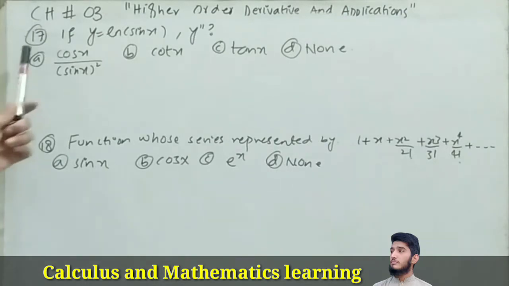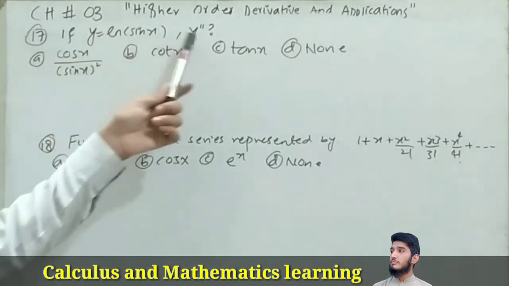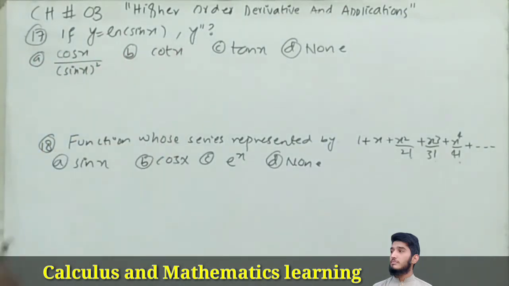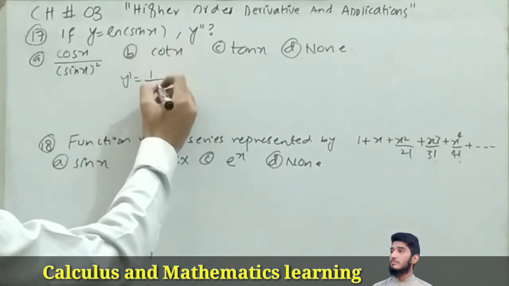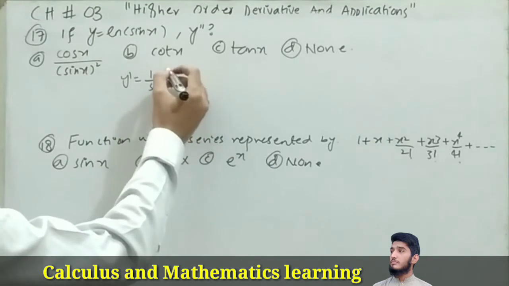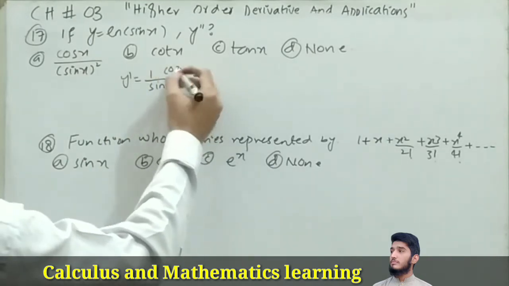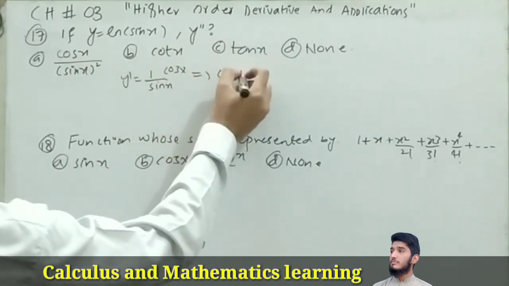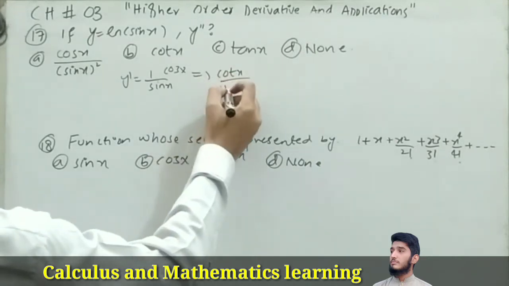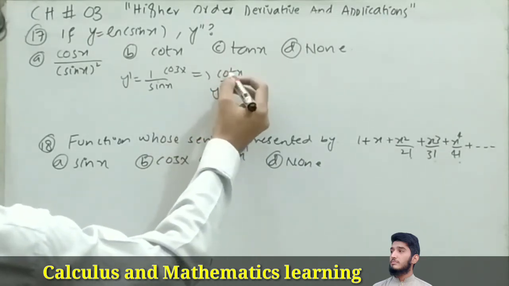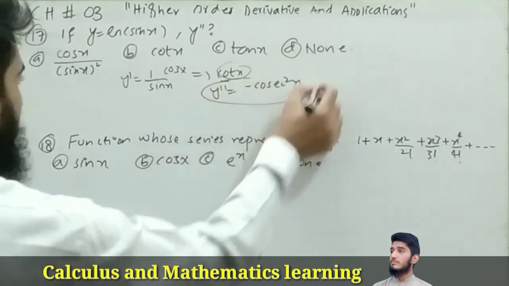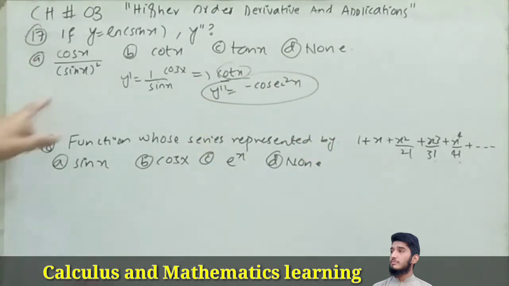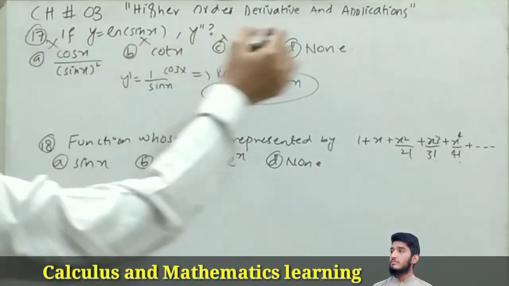Now move toward MCQ number 17. If y is equal to ln of sine x, find the double derivative of y. For the first derivative, y dash will be the derivative of ln sine x, which is 1 over sine x, and the derivative of the inner function sine x is cos x. So cos x by sine x gives us cotangent x. This is the first derivative. For the second derivative, y double dash, the derivative of cotangent x is minus cosecant square x. So this is the second derivative, minus cosecant square x. The other options are wrong, so the correct option will be none.